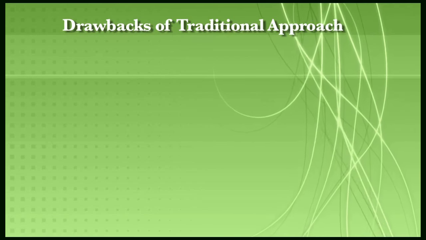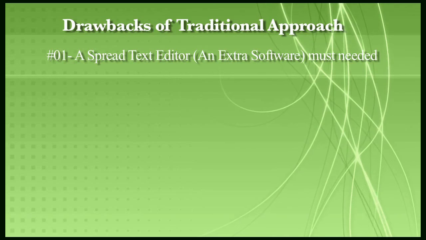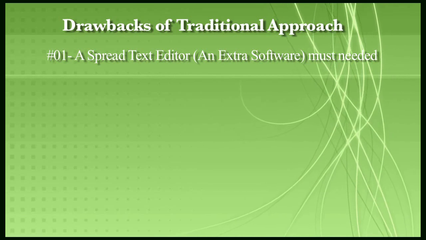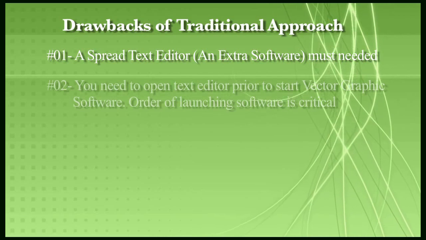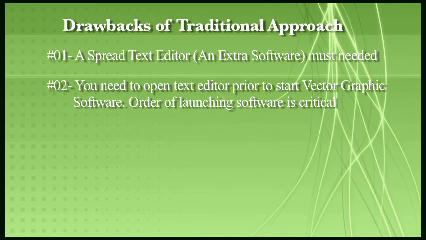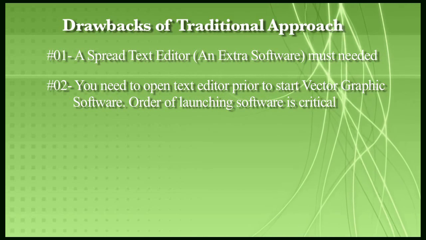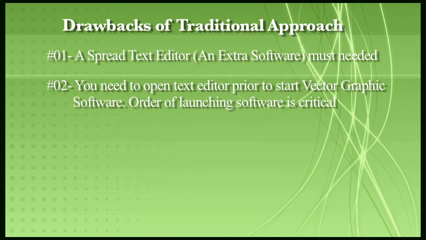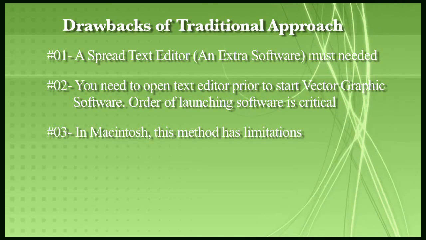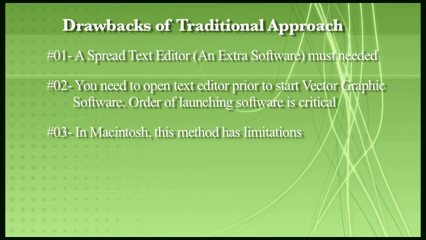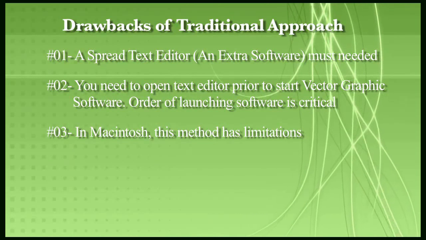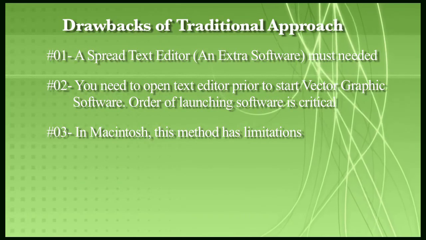The first problem is that you need a separate text editor that understands right to left languages. The second hitch is that in most cases we need to open the text editor first and then the vector graphics software. Otherwise, in most cases, the text encoding fails. Third, this method is mostly available on the Windows platform and Mac has some limitations in it. So even Mac users have to come to Windows and prepare their text as a vector file, and then they go back to Mac.